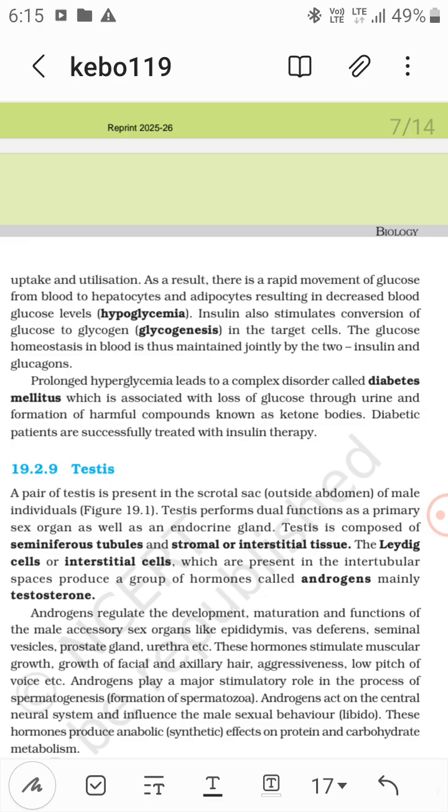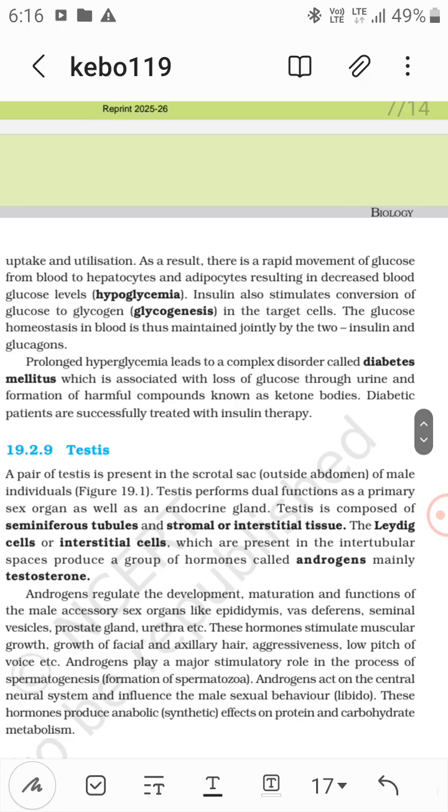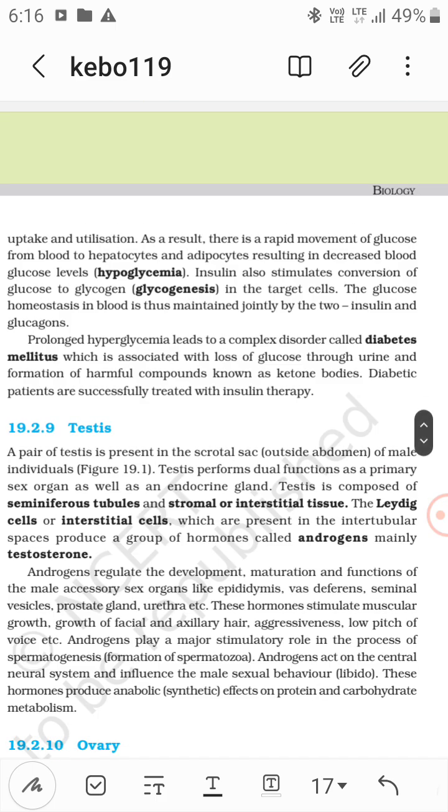Insulin also stimulates the conversion of glucose to glycogen, glycogenesis, in the target cells. And glycogenolysis is from glycogen to glucose. The glucose homeostasis in blood is thus maintained jointly by insulin and glucagon.